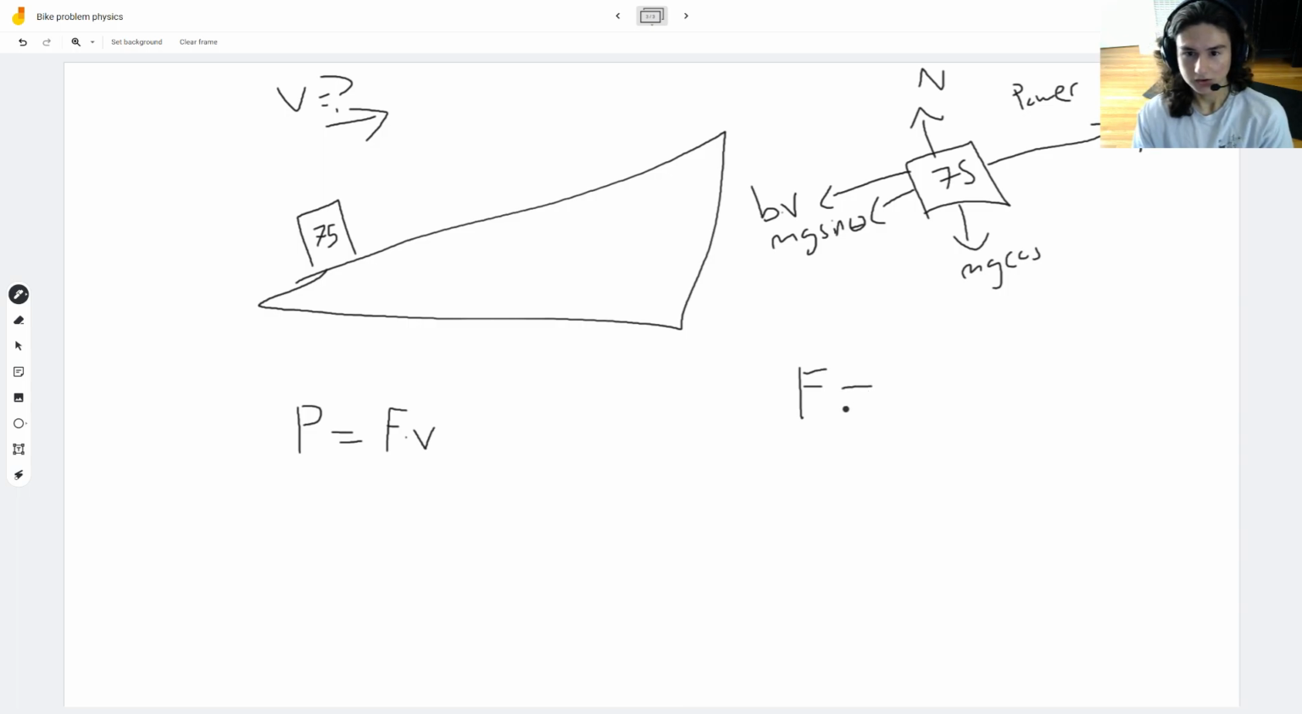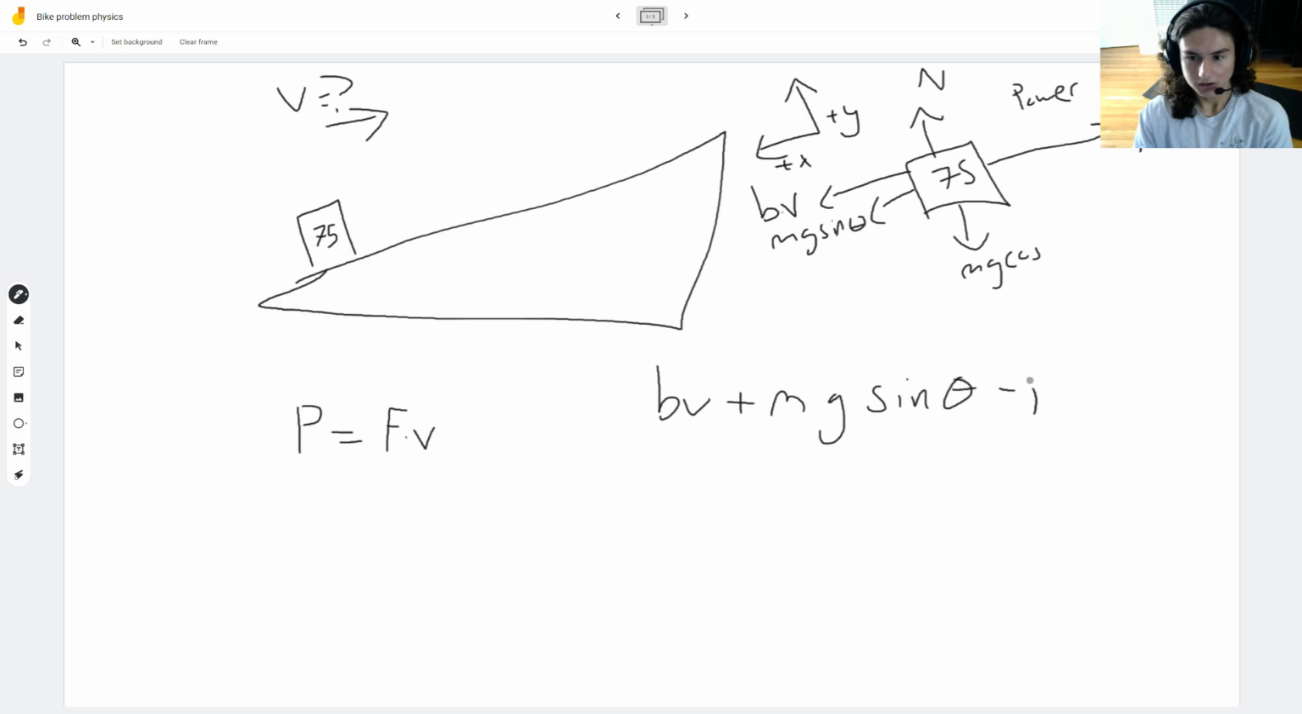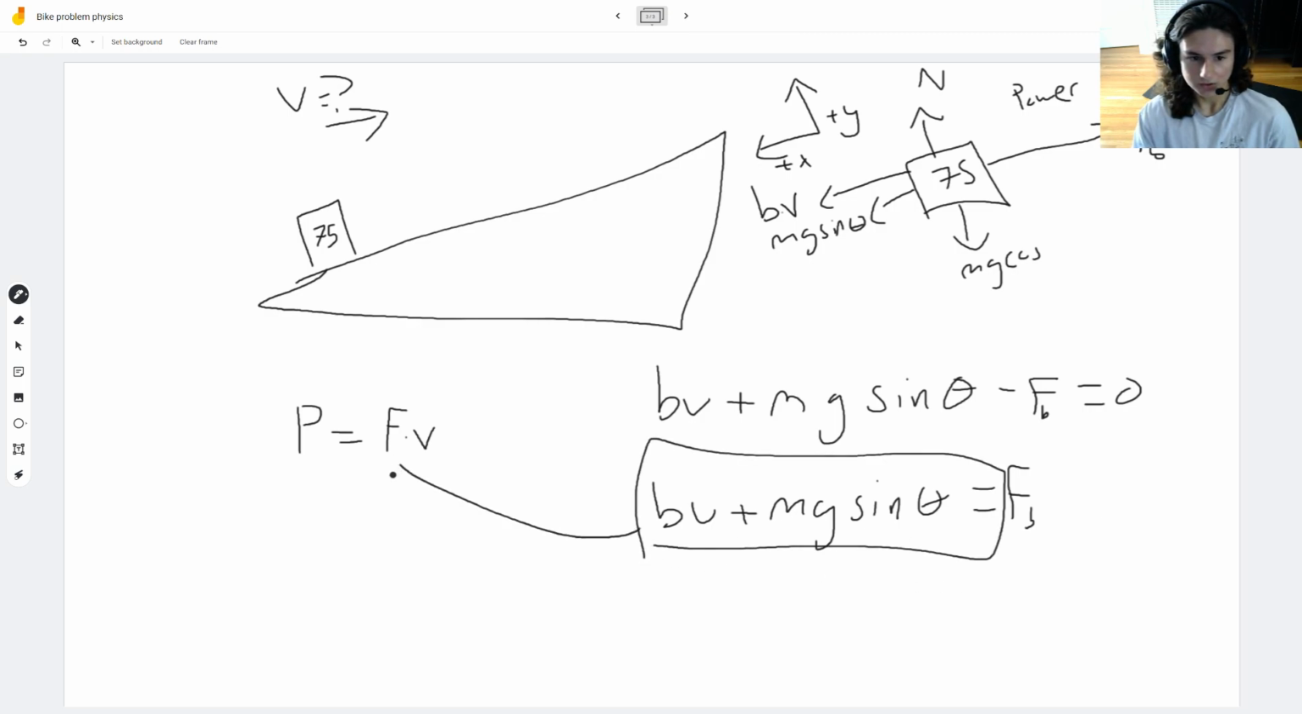I'll set up reference axes first. Let's just say it's like that again, plus x plus y. So we have bv plus mg sine theta minus force equals 0. Again, this is a force that the biker is exerting. So bv plus mg sine theta is equal to the force of the biker. Now that we have this force of the biker, we're going to shove it in there, then we're going to solve for our velocity.